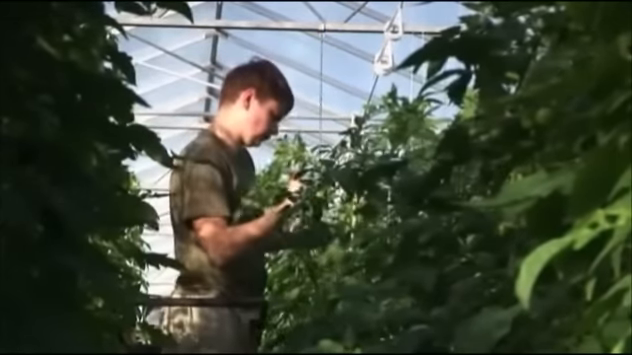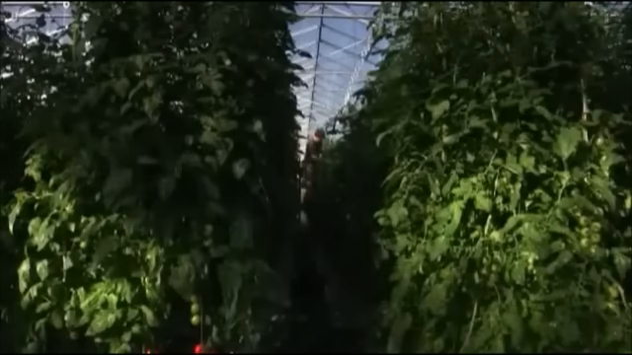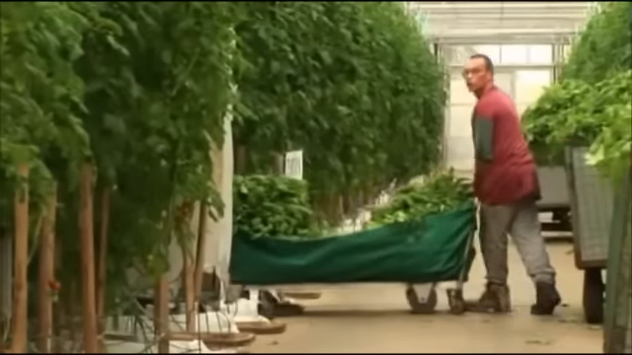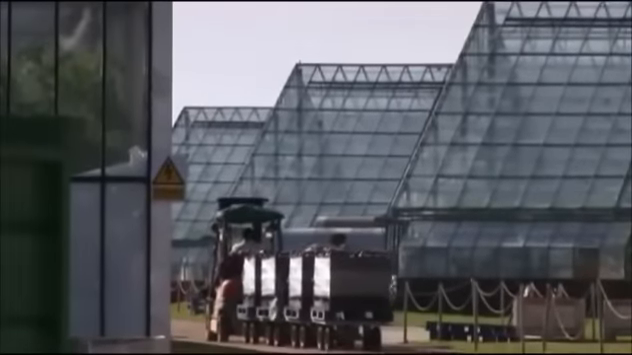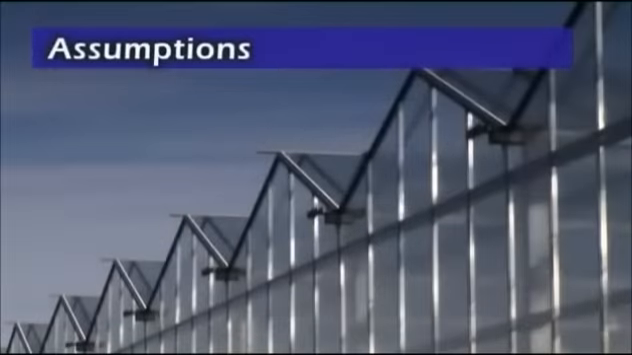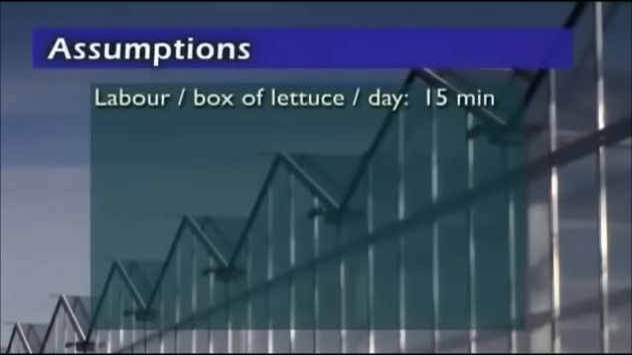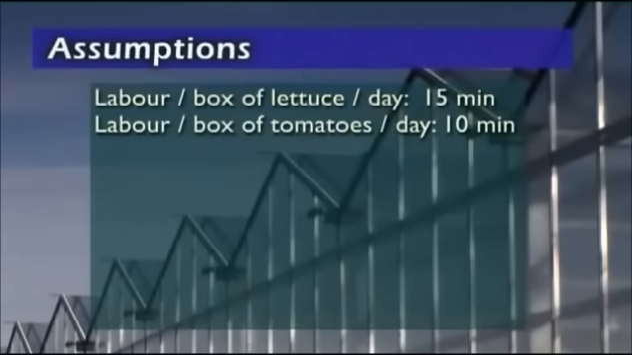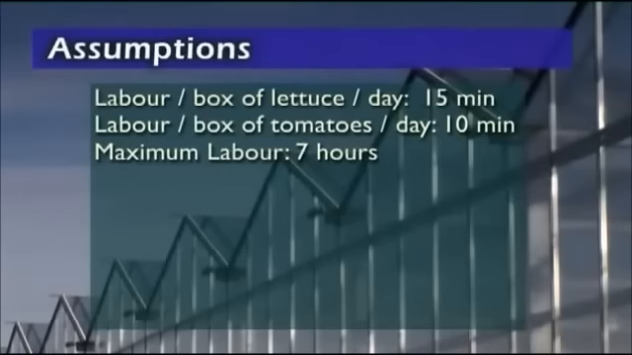Hugh is thinking about a small-scale trial to test the viability of diversifying into lettuces. And he's thinking about using a relatively small greenhouse for the purposes of the experiment. Let's work with the following assumptions. The amount of labour required each day per box of lettuce is 15 minutes. For tomatoes, the daily labour is 10 minutes a box. For this trial, he wishes to use only one 7-hour day of labour.